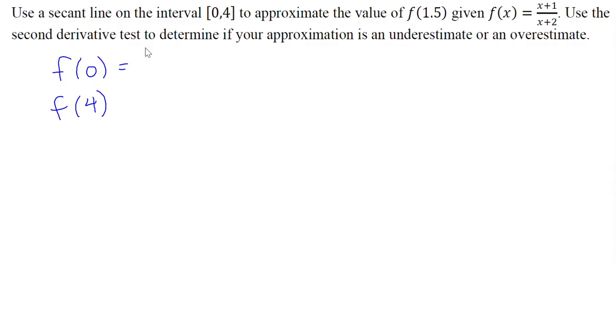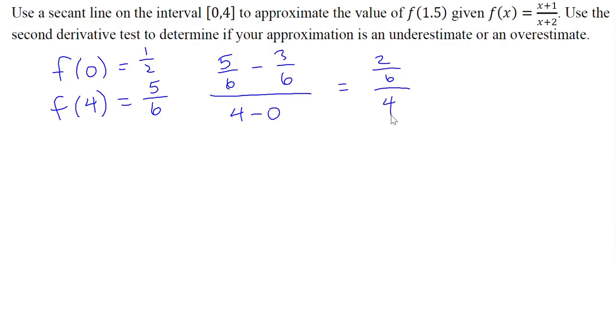So f of 0 is just going to be 1/2. And f of 4, well, f of 4 is going to be 4 plus 1, which is 5, over 4 plus 2, which is 6. So 5/6. So our slope ought to be 5/6 minus 1/2. I'm going to rewrite 1/2 right now as 3/6, just so I have a common denominator there, over 4 minus 0. 5/6 minus 3/6 would be 2/6, right? So we have 2/6 over 4. 2/6 is a third, and a third divided by 4 is a slope of 1/12.